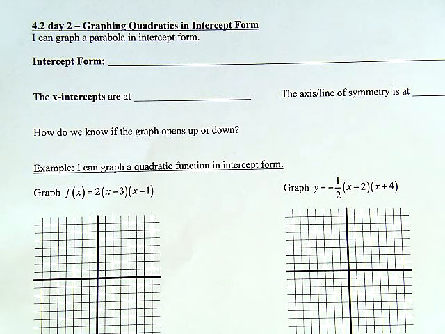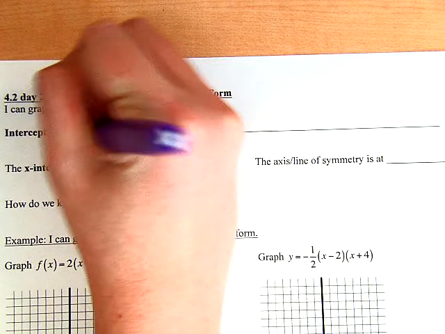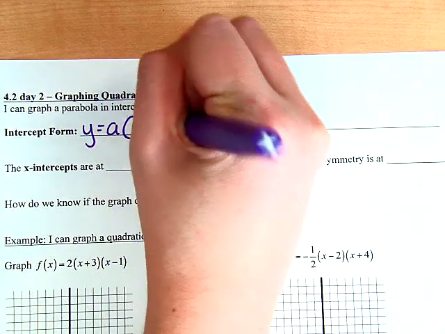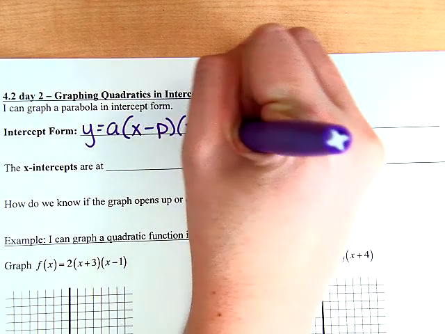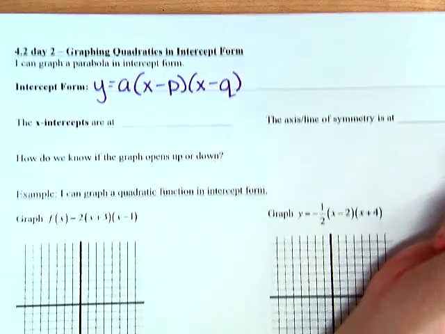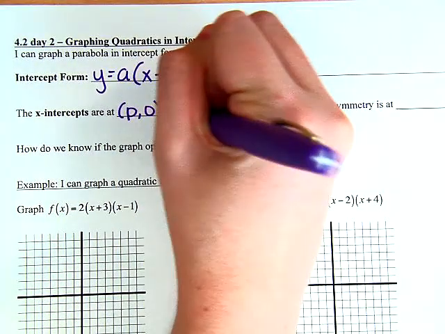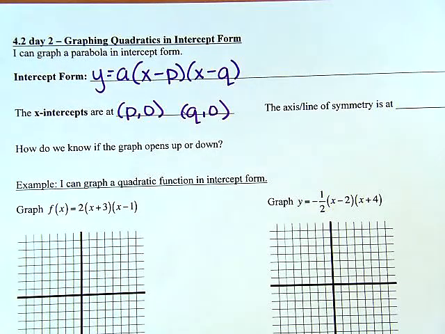Okay, we're on 4.2 day 2 notes. Last 2 days we've done standard form of quadratics and vertex form, and now we're doing intercept form. So intercept form is y equals a, and I got my parentheses (x minus p) and (x minus q). So my intercepts are actually at (p, 0) and (q, 0).